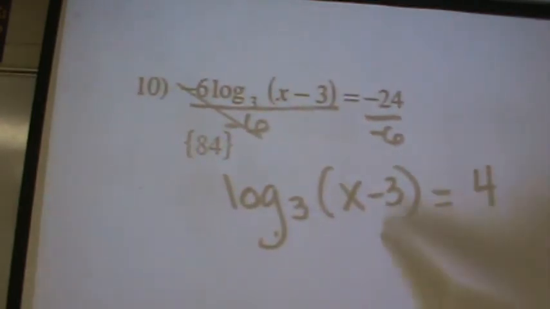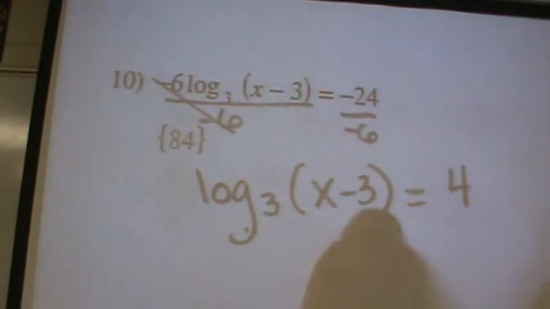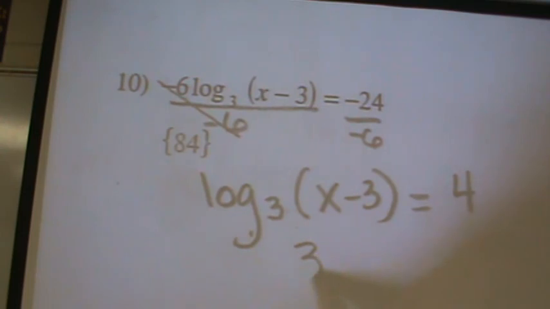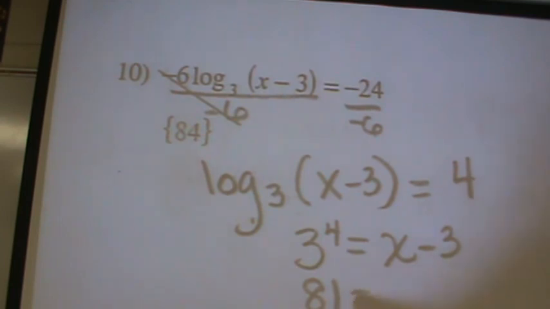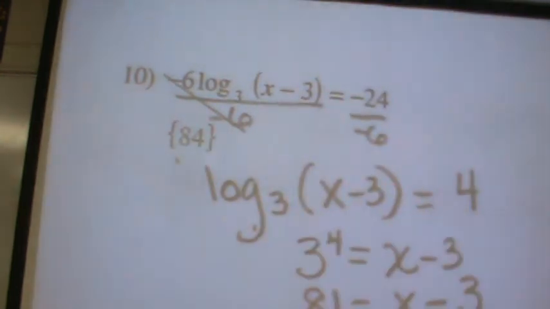4. Now what do you do? 3 to the 4th. Now why are you not going to add 3? Because it's in parentheses. D'Angelo, do you get it? If it's in parentheses, don't separate that x from that negative 3. But if I did not have parentheses around this x minus 3, you could have added 3. There's a difference. So this one you're going to have to write 3 to the 4th power is x minus 3. And 3 to the 4th power is 81 all day long. Add 3, and x is 84. So there's your answer.